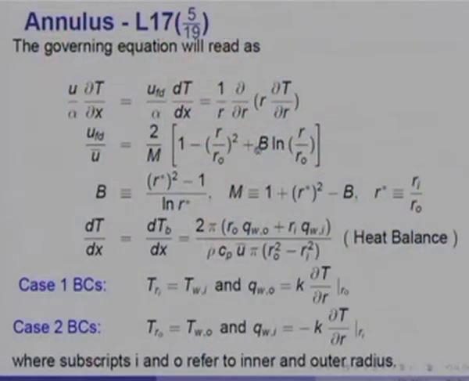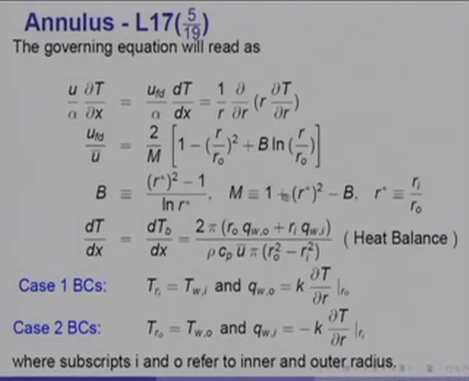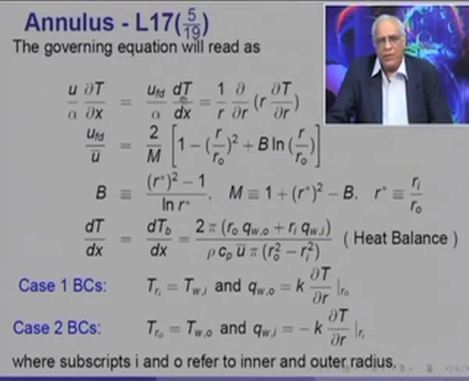So, let us look at, you will recall from our earlier analysis, that fully developed velocity profile is given as 2 by m into 1 minus r by r o square plus b ln r by r o, which has a logarithmic term in it, and b itself is this, m is this, and r star is r i by r o, the radius ratio of the annulus. The equation proper, of course, remains the same. It does not change at all.